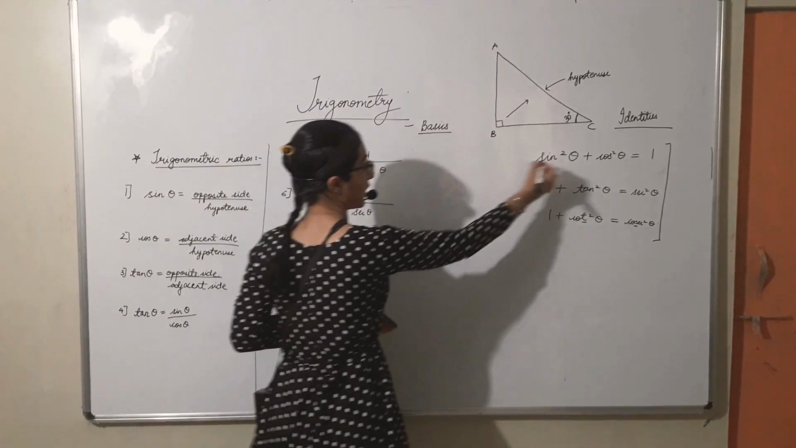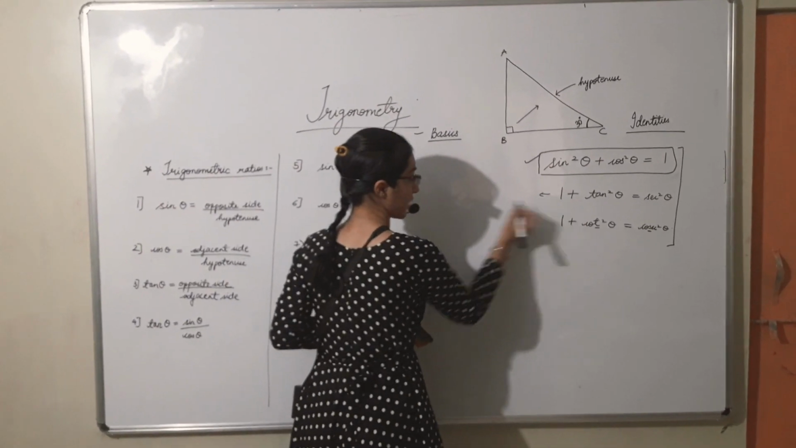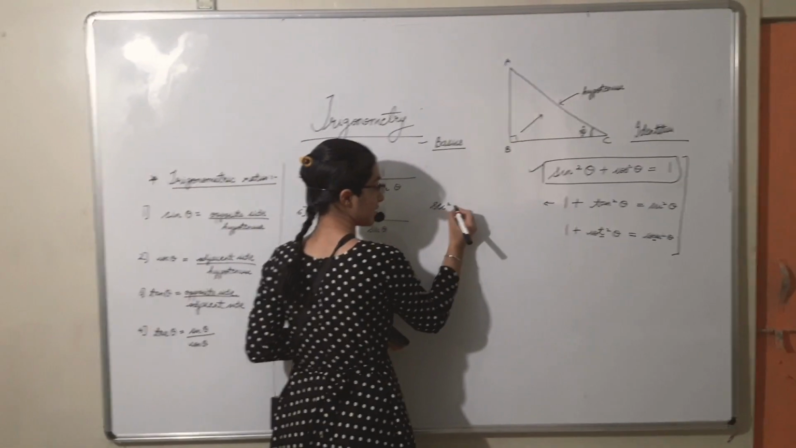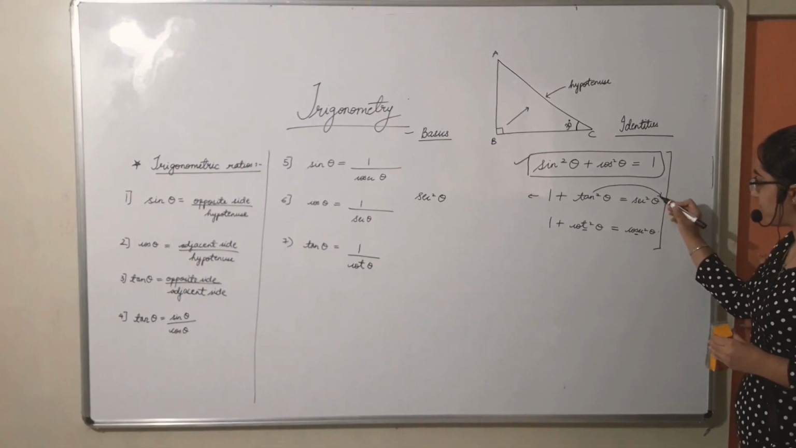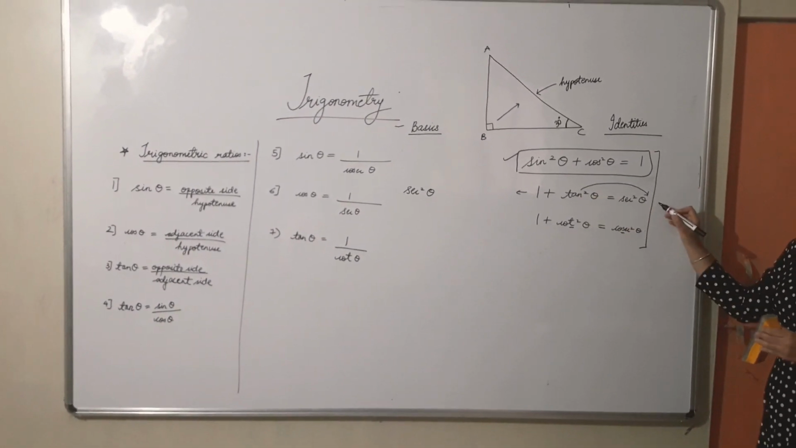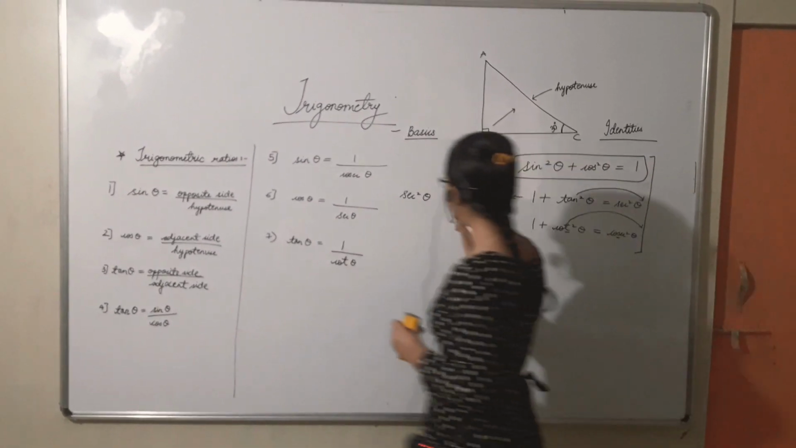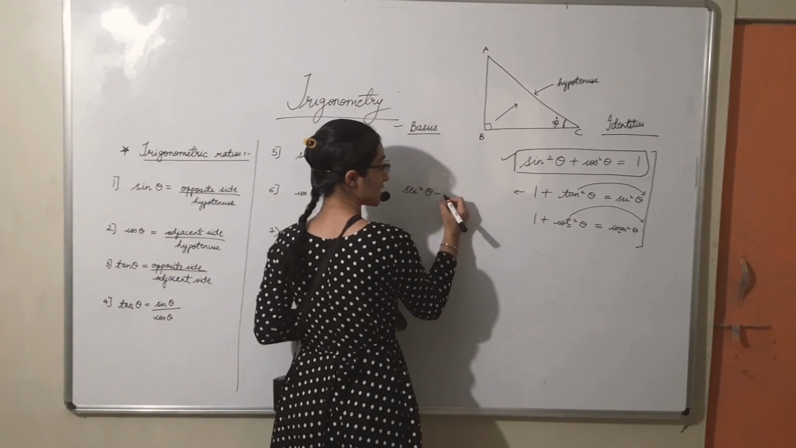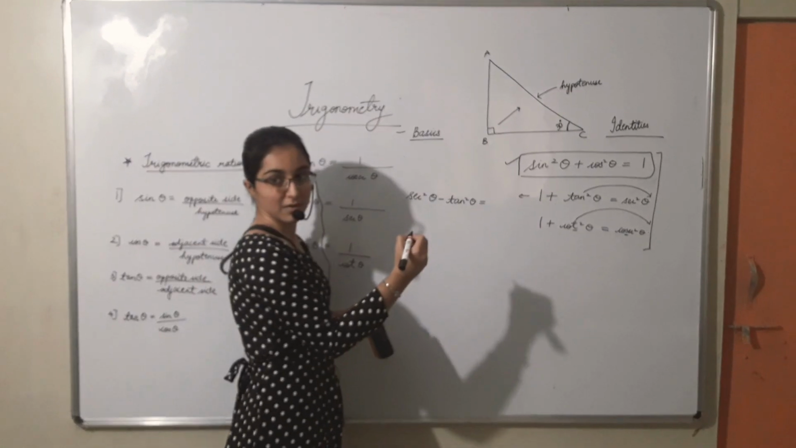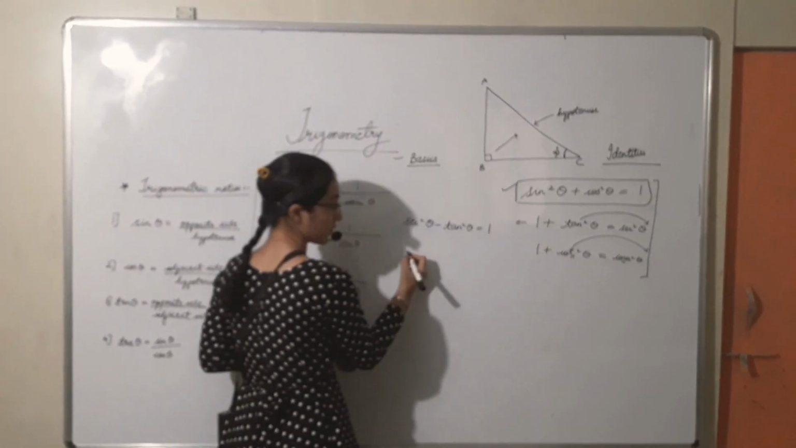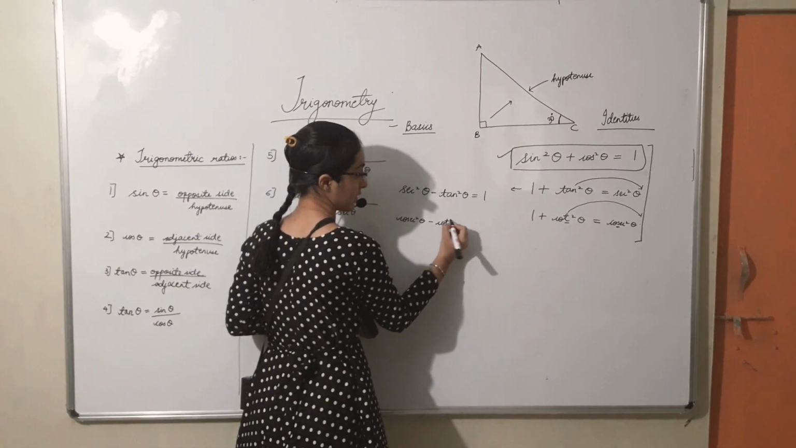Everyone must know this, it's very basic. Now let's take this one, sec square theta. What I am doing is shifting this here. Here it is positive, here it will become negative. And the same with this, it will become negative. So I will write sec square theta minus tan square theta, which is equal to 1. Next, cosec square theta minus cot square theta is equal to 1.